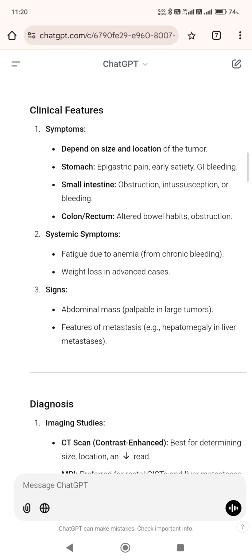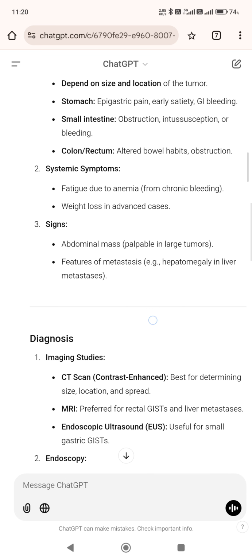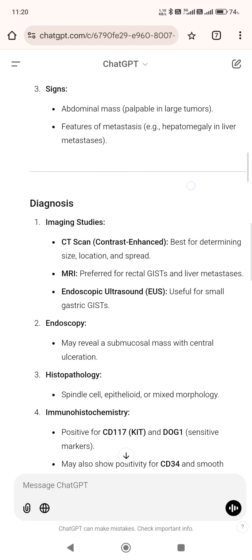Clinical features. 1. Symptoms depend on size and location of the tumor. Stomach: epigastric pain, early satiety, GI bleeding. Small intestine: obstruction, intussusception, or bleeding. Colon and rectum: altered bowel habits, obstruction. 2. Systemic symptoms: fatigue due to anemia from chronic bleeding, and weight loss in advanced cases. 3. Signs: abdominal mass, palpable in large tumors; features of metastasis, e.g. hepatomegaly in liver metastases.